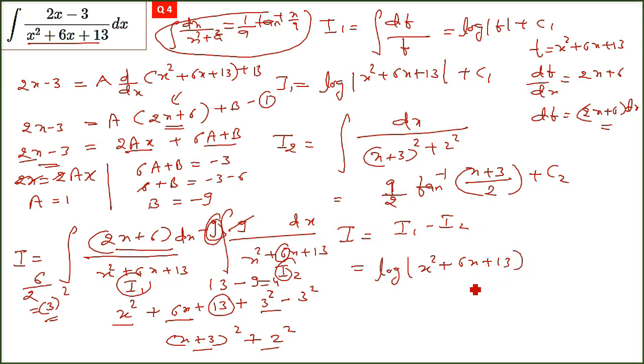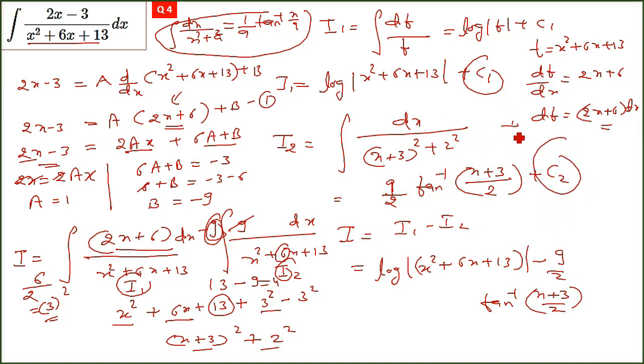So I1 is log modulus x square plus 6x plus 13. And the second term is negative 9 by 2 because it is negative in between I1 and I2. Tan inverse x plus 3 by 2. Now this constant of integration C1 and C2 will be added and we will call it a constant of integration capital C. So just write capital C here. This is your final answer.